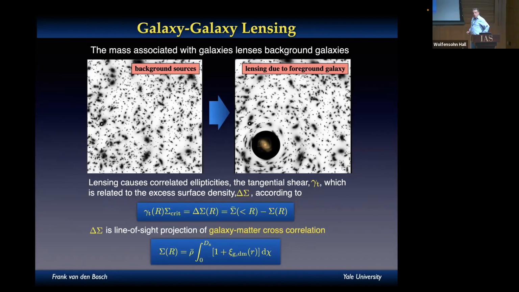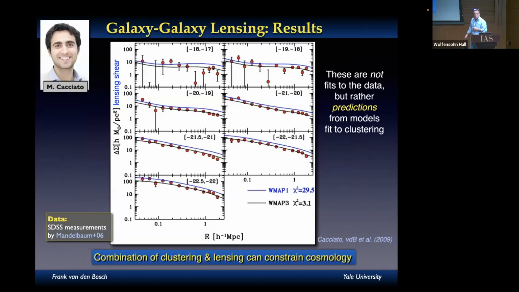So what we can then do is we have these two fits for WMAP1 and WMAP3 cosmology that fit the clustering equally well, and I have a CLF constraint for each of them. And for each of those, I can now compute the prediction for the excess surface density. Because I can work out this thing, I can predict what the lensing signal looks like. So here are those predictions.